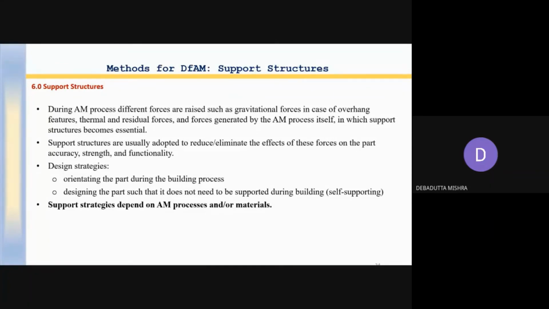There is the orientation of the part during the building process. Means you have to think in which orientation there will be minimum or no requirement of the support structure. This is the first design consideration.